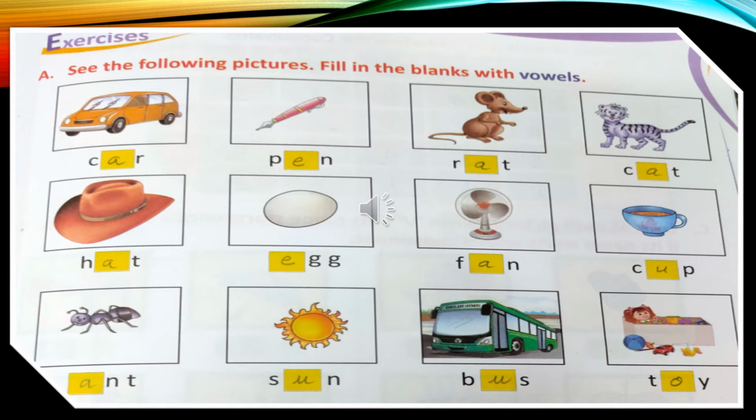In the third row, the first picture is ant and the spelling will be A-N-T, ant. Second picture is sun, so we will write U in the blank space and it will become S-U-N, sun. Then B-U-S, bus, and the last picture is toy, T-O-Y, toy.